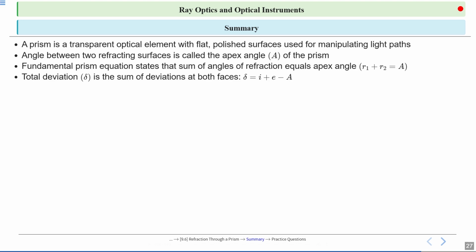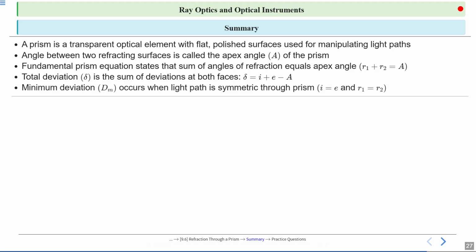Let's discuss total deviation represented by delta. The formula delta equals i plus e minus A shows the total deviation of the ray through both faces of the prism. Here i is the angle of incidence and e is the angle of emergence. This concept helps us understand how much the light ray is altered by a prism, which is essential for designing optical systems.